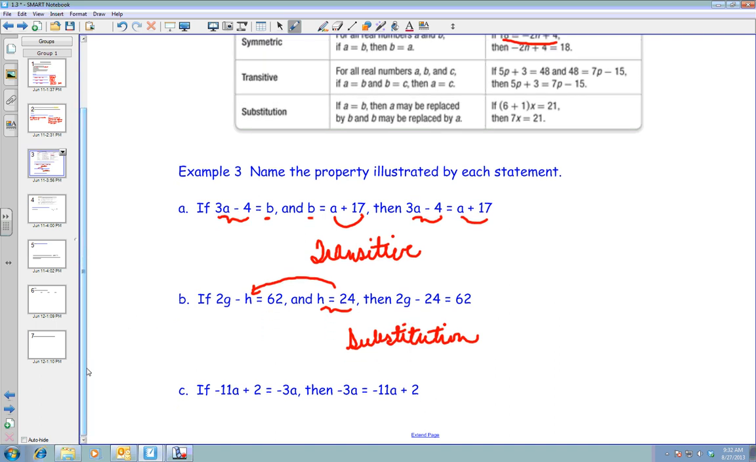And C. If negative 11 plus 2 equals negative 3a, then negative 3a equals negative 11 plus 2. They're saying the exact same thing, but they've switched the order. They put what was on the left on the right. That is the symmetric property.